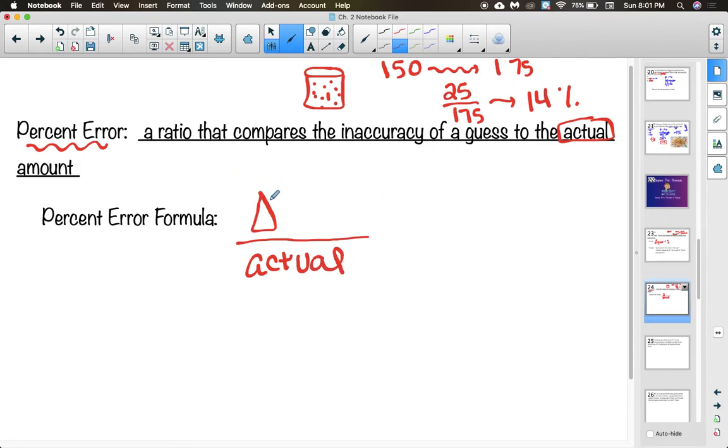And you take your delta, you find your subtracting difference here, you divide it by the actual amount, and then you want to turn that into a percent as well. So we're doing some division, getting a decimal, and then doing D2P to make it a percent, just like I did in our example up here. All right, so let's do two examples.